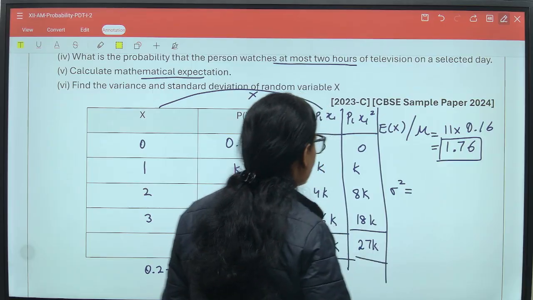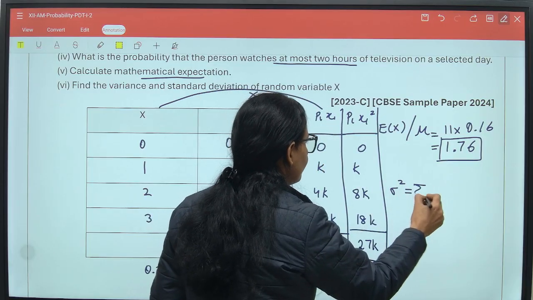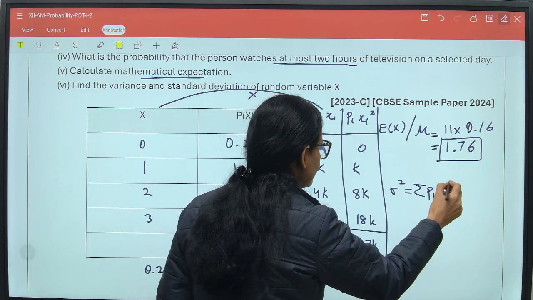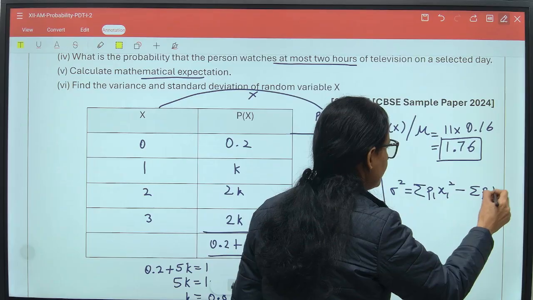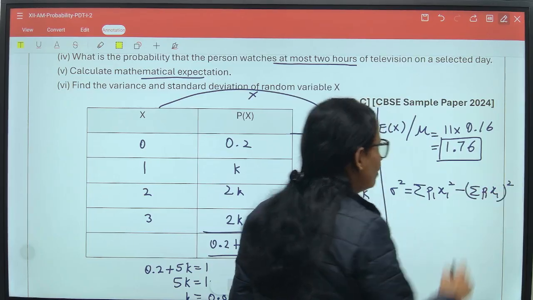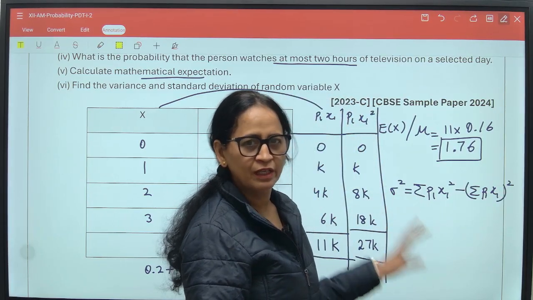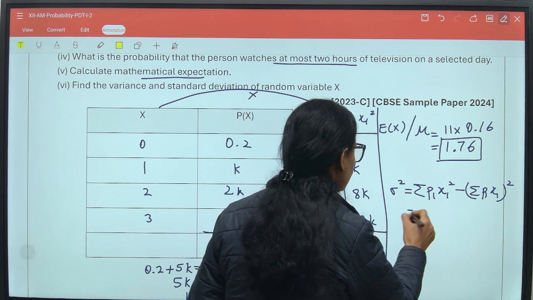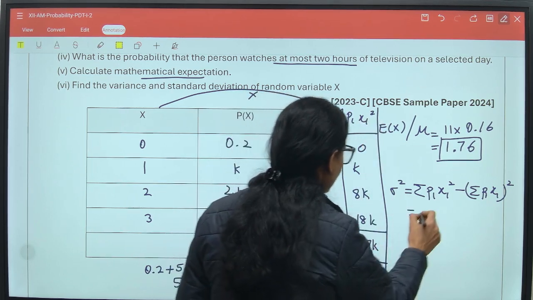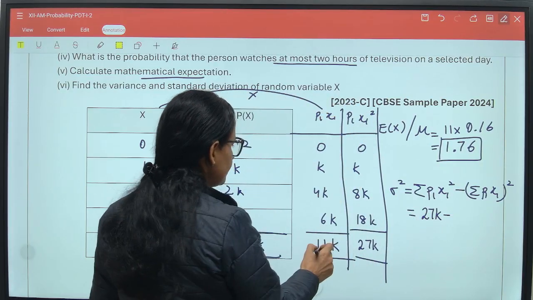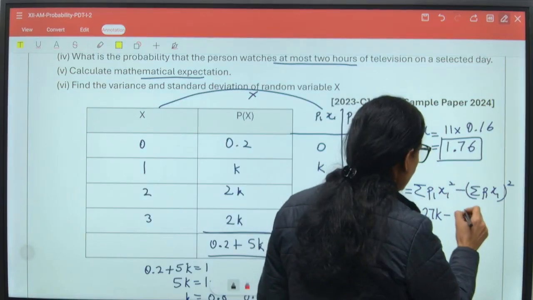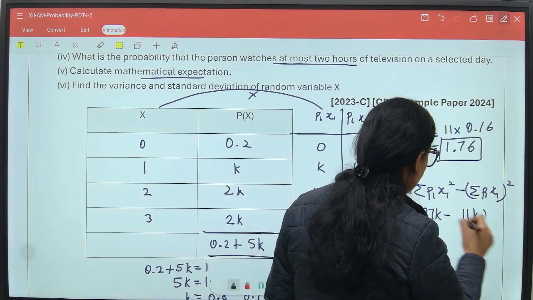What is the formula for variance? Variance is sum of pi xi square minus sum of pi xi whole square. Always write the formula. Don't be in a hurry to just solve it. Always write the formula. So what is the sum of pi xi square? It is 27k. Minus pi xi is 11k. So that means 11k whole square.